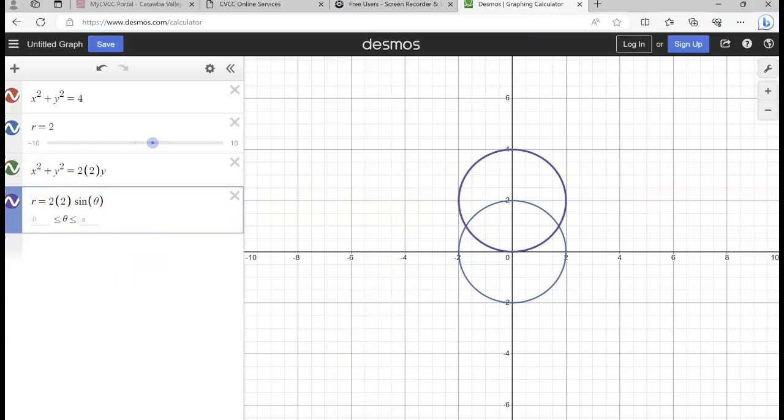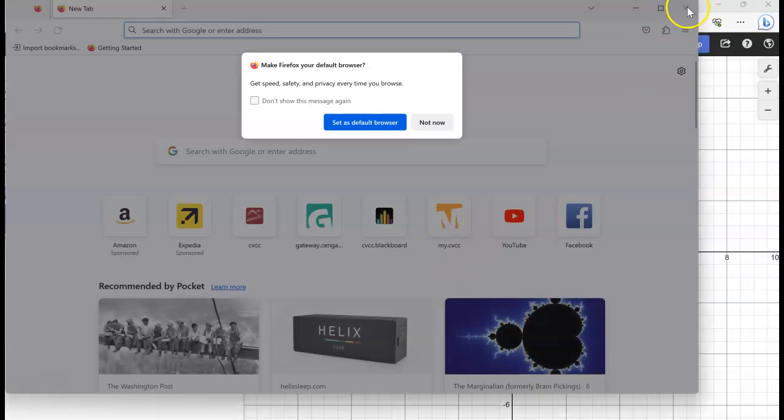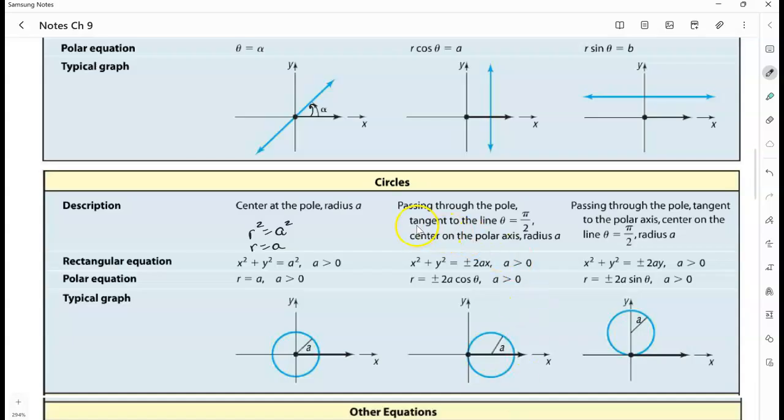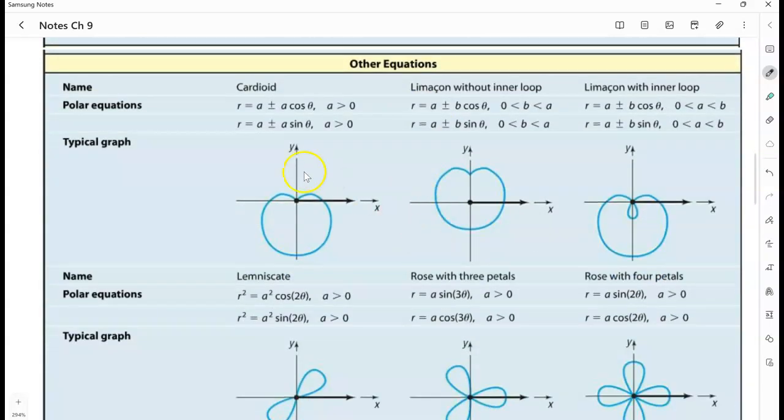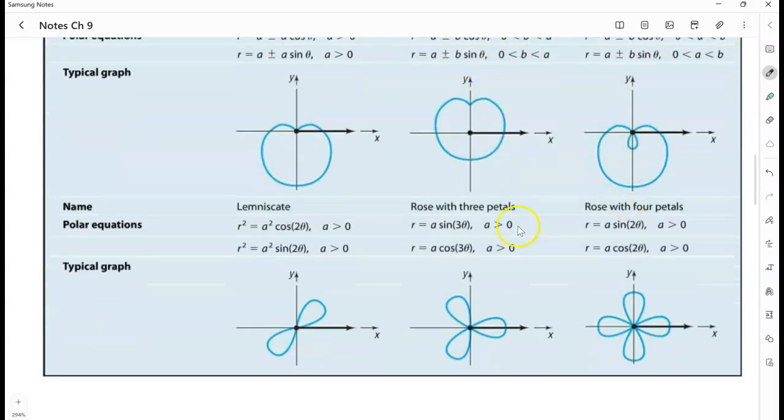All right, so let's go back to our notes. We do have a few other equations I just want to make you aware of. We have a cardioid. If we have something written in this format, it's going to create a cardioid, which is kind of like a heart shape. We do have something called a limaçon. Here's the format for a limaçon. Sometimes they have a loop on the inside and sometimes they don't. It really depends on your A and B. If A is larger than B, we're not going to have a loop. If A is smaller than B, we will have that inner loop.